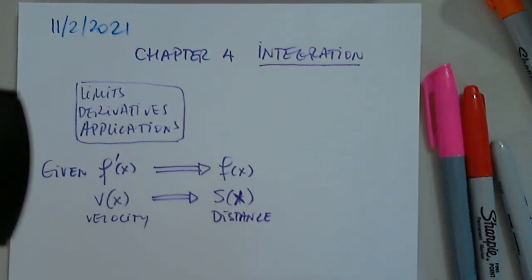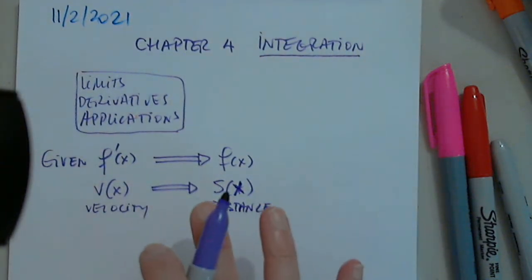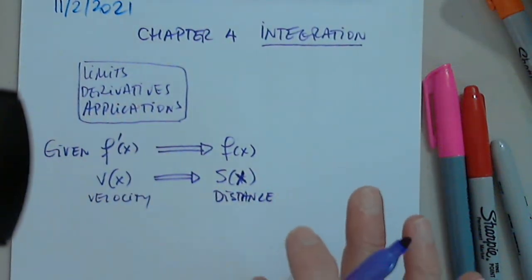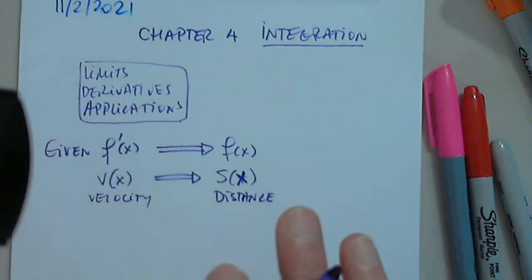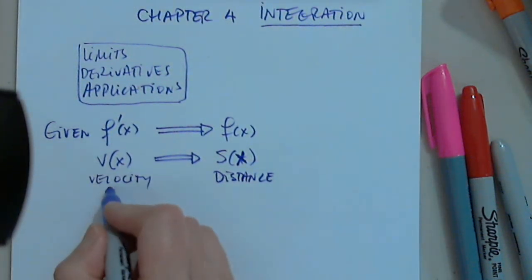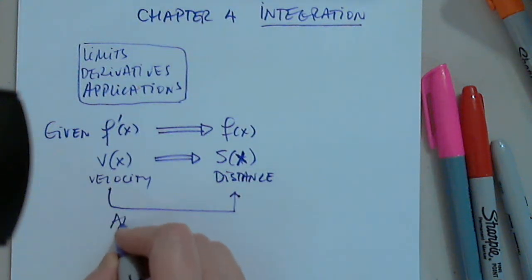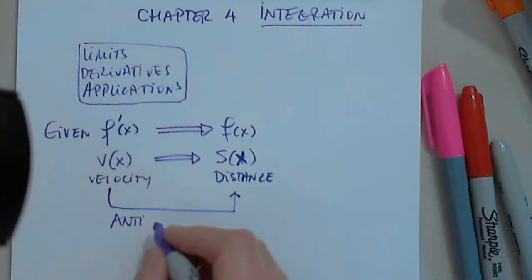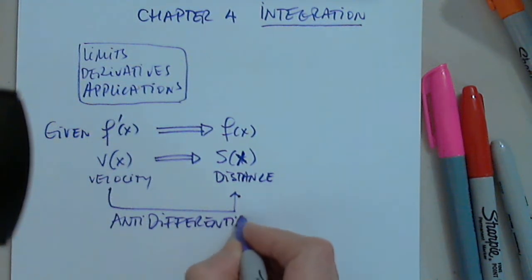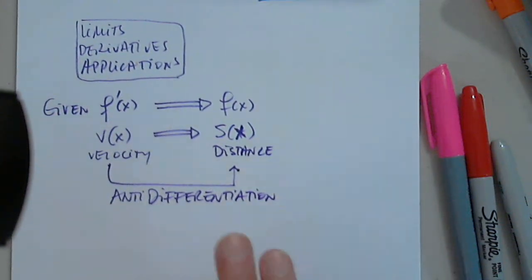So this is what we're going to work on initially in chapter 4, on 4.1. I am not going to use the symbol that they use just yet. I just want to explain something. This process of going from the derivative to the function is called antidifferentiation. So for example, and there are certain rules.